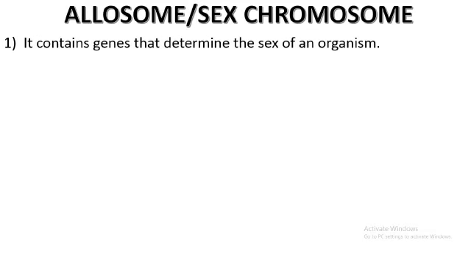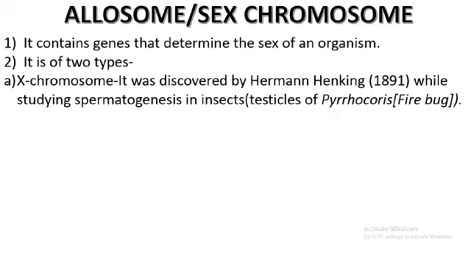Now let us come to allosomes. What are allosomes? They are also called sex chromosomes. These are the chromosomes that determine the sex of the organism. Yes, this is very, very important for us. They do not determine body characters, or have any role in determining body characters. They are mainly concerned with determining the sex of an organism. These sex chromosomes or allosomes are of two types. One is the X chromosome.